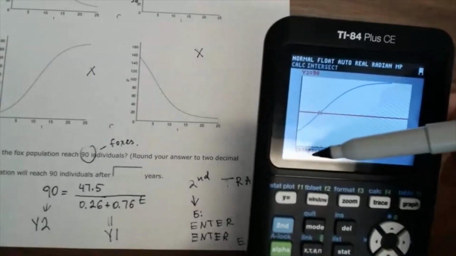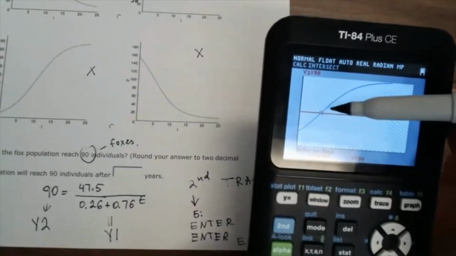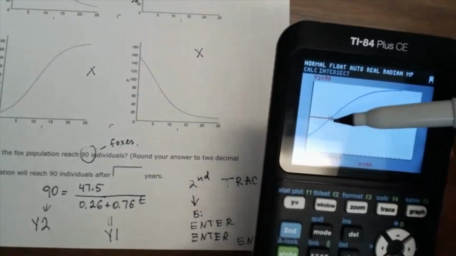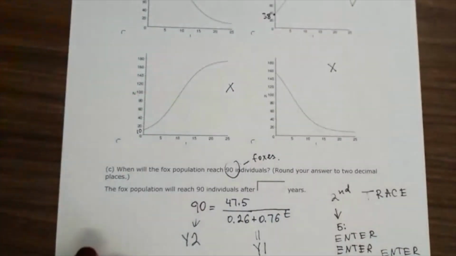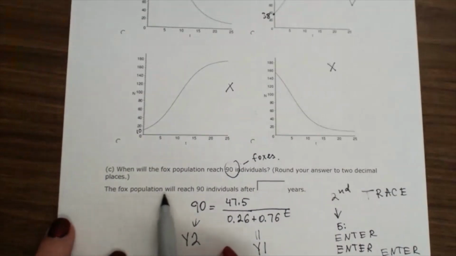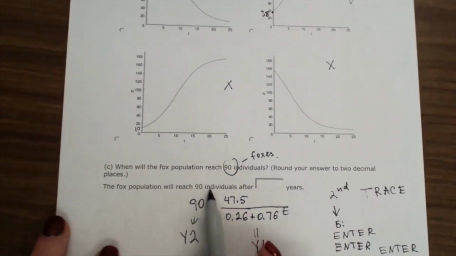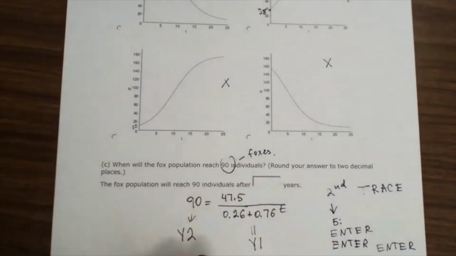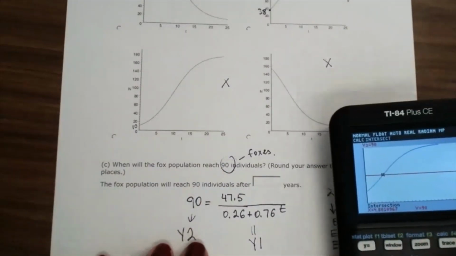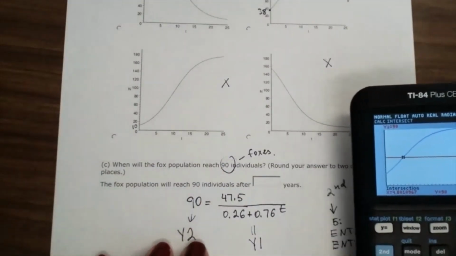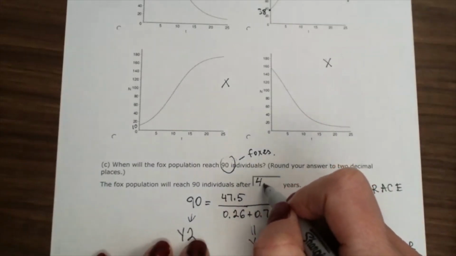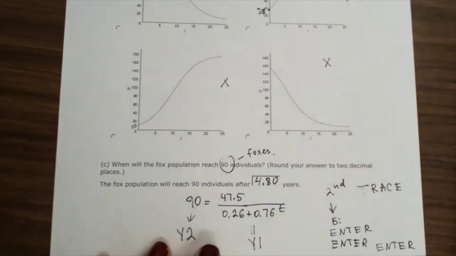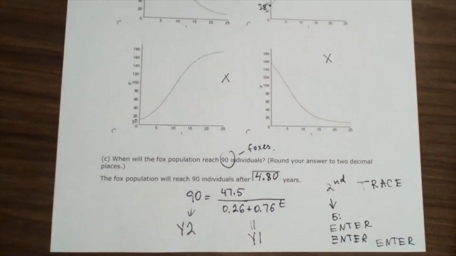This is the x-coordinate of the point where these two lines intersect. So the answer for this problem will be: the fox population will reach 90 individuals after, and we have to round our answer to 2 decimal places, so it will be 4.80 years.